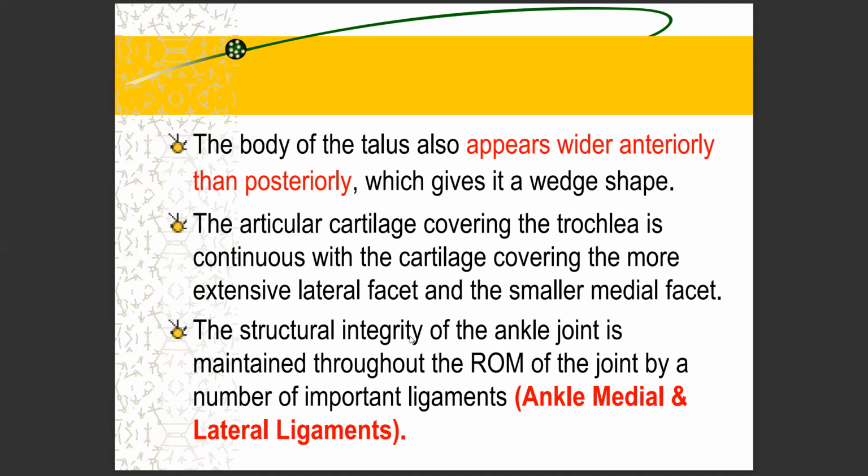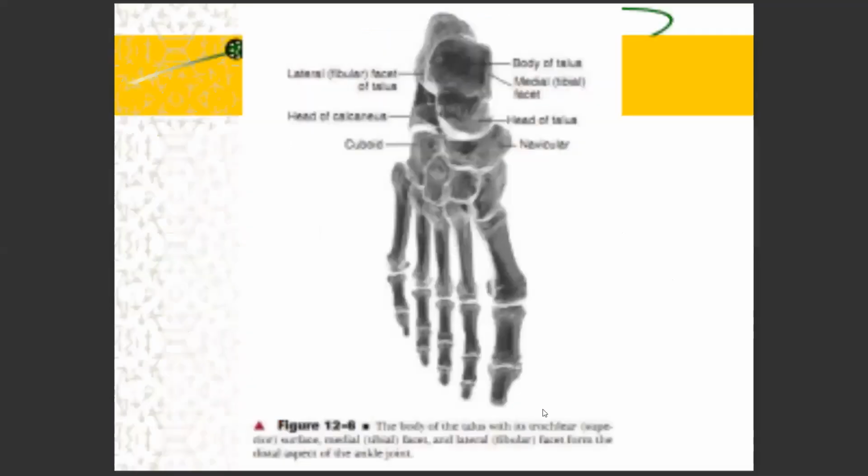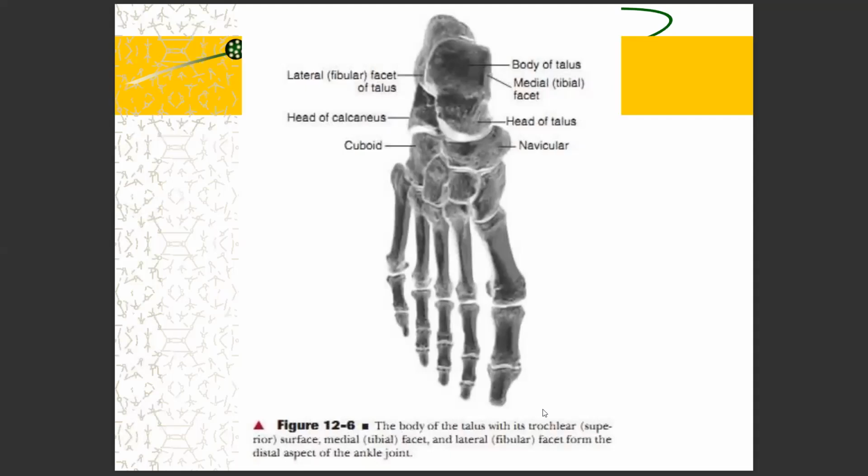The structural integrity of the ankle joint is maintained throughout the range of motion of the joint by a number of important ligaments, which we call the medial and lateral ligaments of the ankle joint, which will be discussed in the upcoming slides. So this is the body of the talus with its trochlear superior surface. The medial is the tibial facet, and the lateral is the fibular facet, which form the distal aspect of the ankle joint.